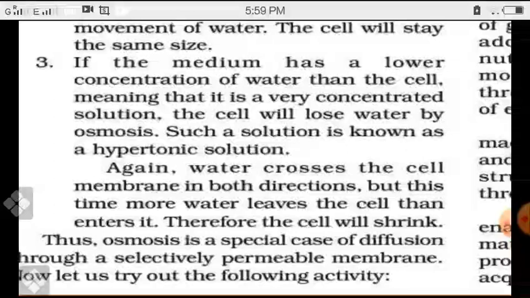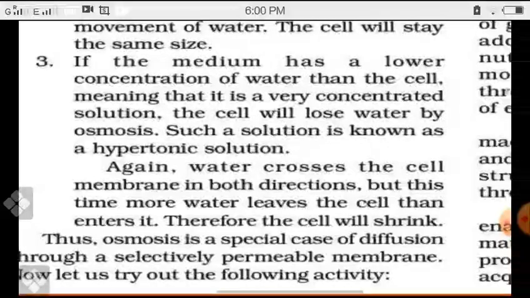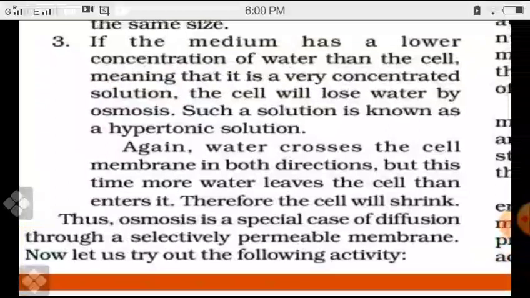Again, water crosses the cell membrane in both directions. So in this condition, the water moves in and out of the cell membrane. But this time what happens? The water leaves the cell more. From the cell, the water content will go more to the outside environment. Therefore, what is the result? The cell will shrink and lose its size. Thus, osmosis is a special case of diffusion through a selectively permeable membrane.